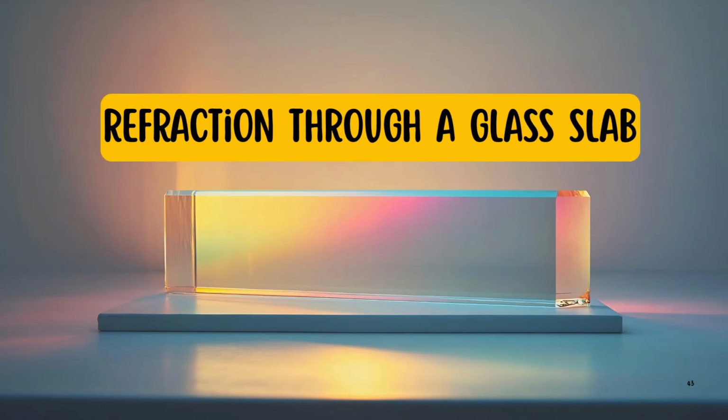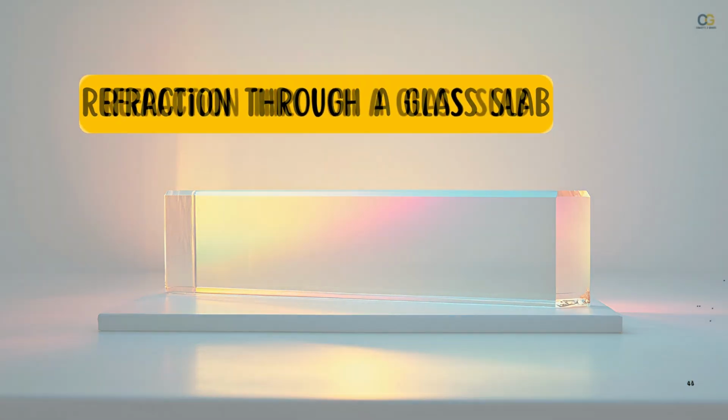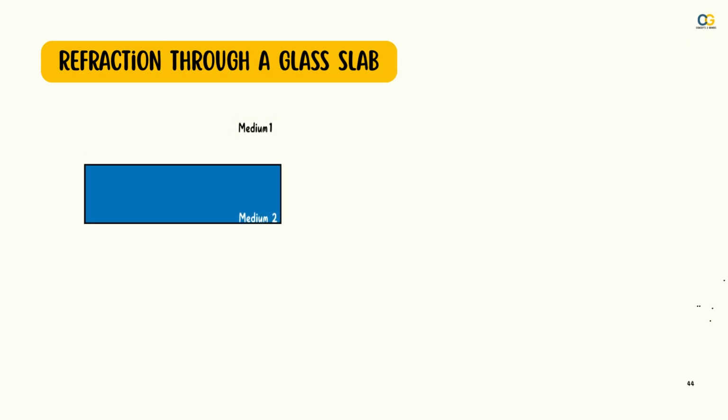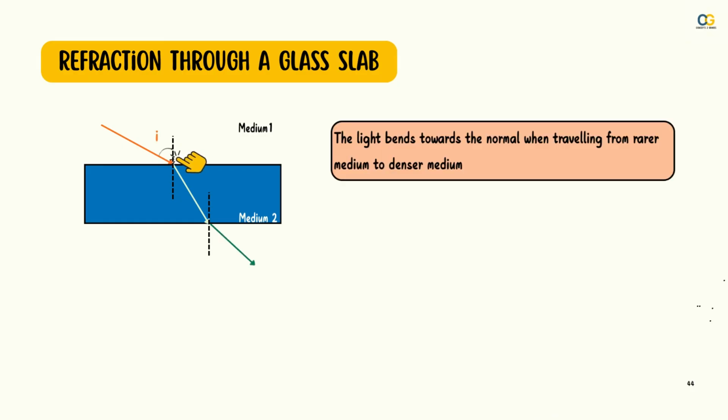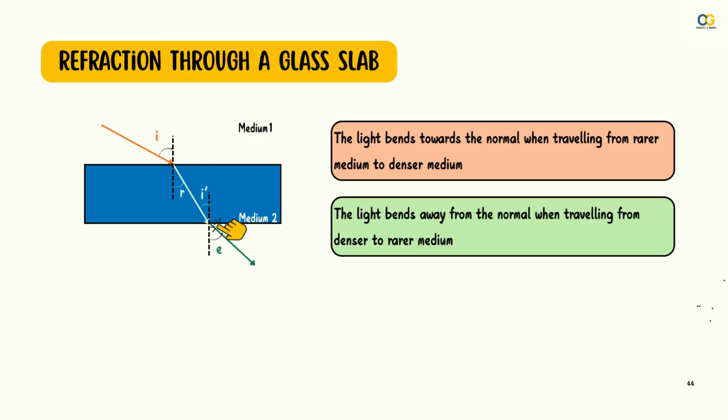Let us see how a glass slab helps you in refraction. The basic inference that we draw from here is when a light is incident on a glass slab, it refracts and then again emerges out through the glass slab. The light generally bends towards the normal when it moves from a rarer medium to a denser medium, and bends away from the normal when it is traveling from a denser to a rarer medium. And the incident ray and the emergent ray will always be parallel.